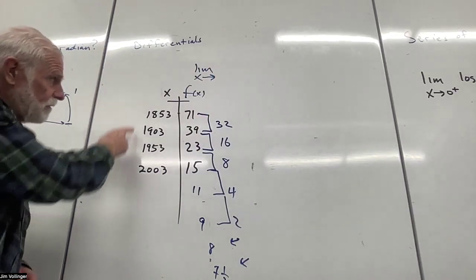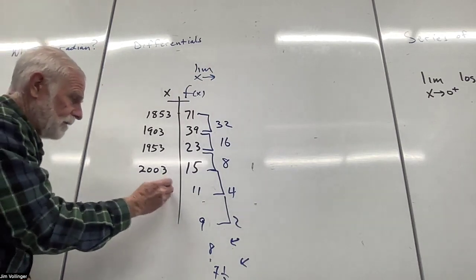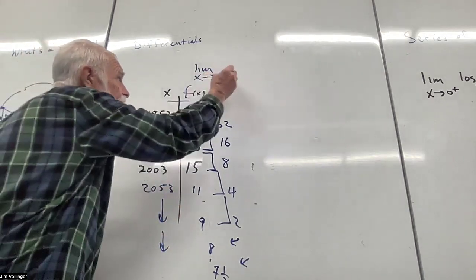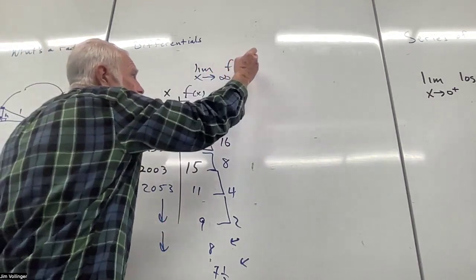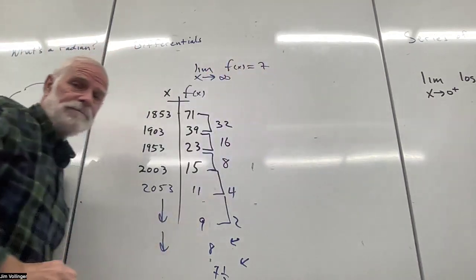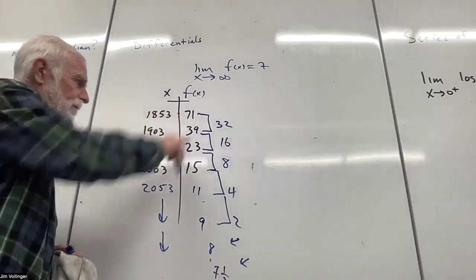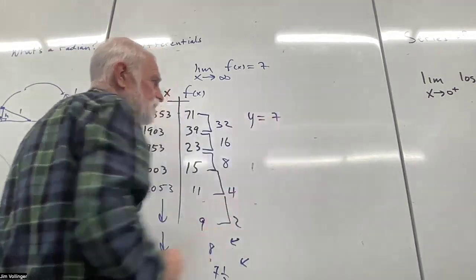Well, I think there's a pattern here, right? It looks like it's going up by 50. And if I keep going up by 50 forever, I think I'm heading towards infinity. And where's this function trending? Sure looks like it's trending to 7. What was this equation? All I need is 2 values here, right? If I've got my limit, there's 7.